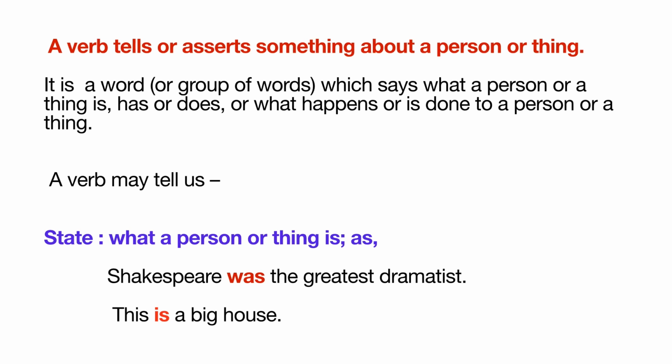A verb states about a person or thing, as Shakespeare was the greatest dramatist. Next, this is a big house. So, in these examples, the verbs was and is are being verbs. The verb was tells about Shakespeare being the greatest dramatist, and the verb is tells about the house being big.